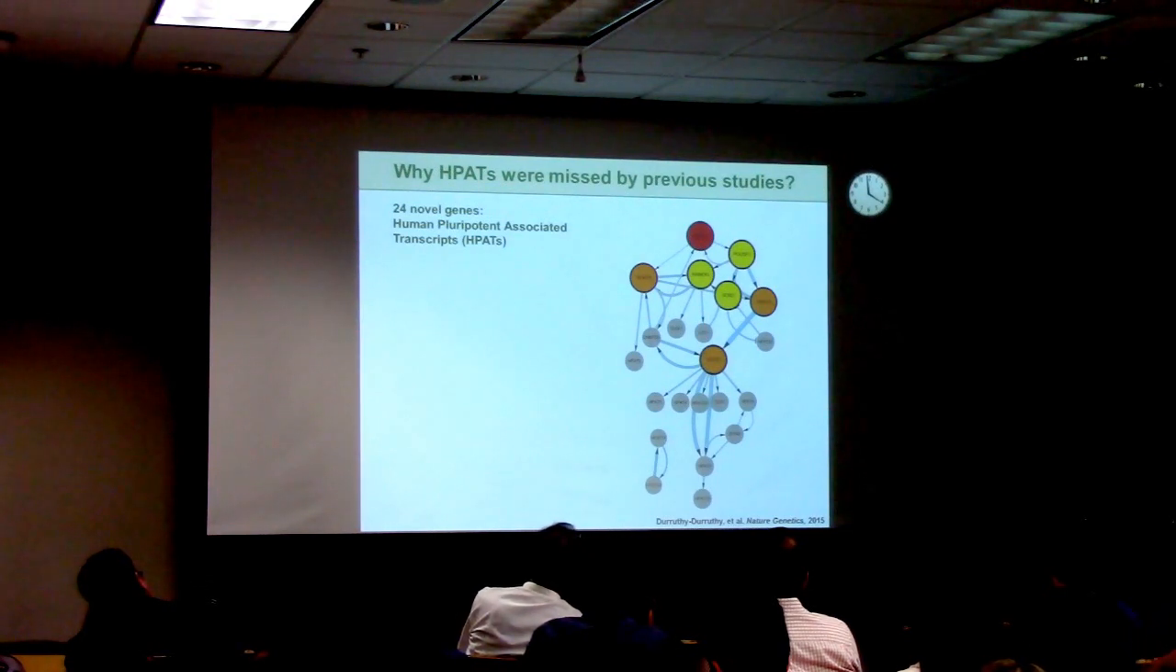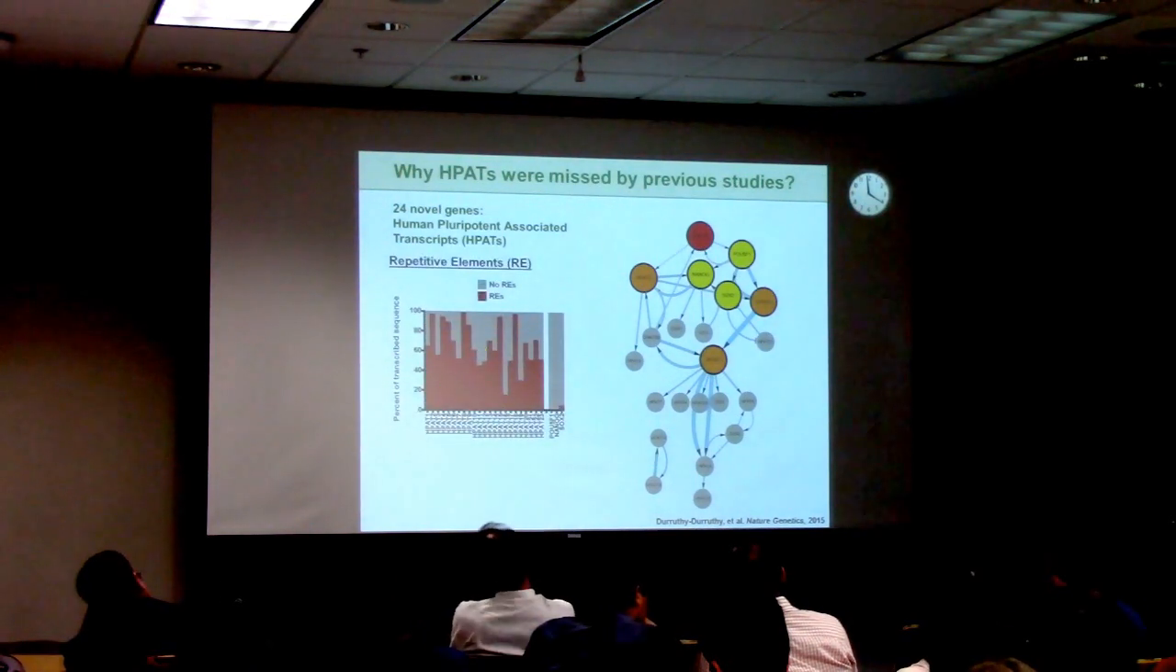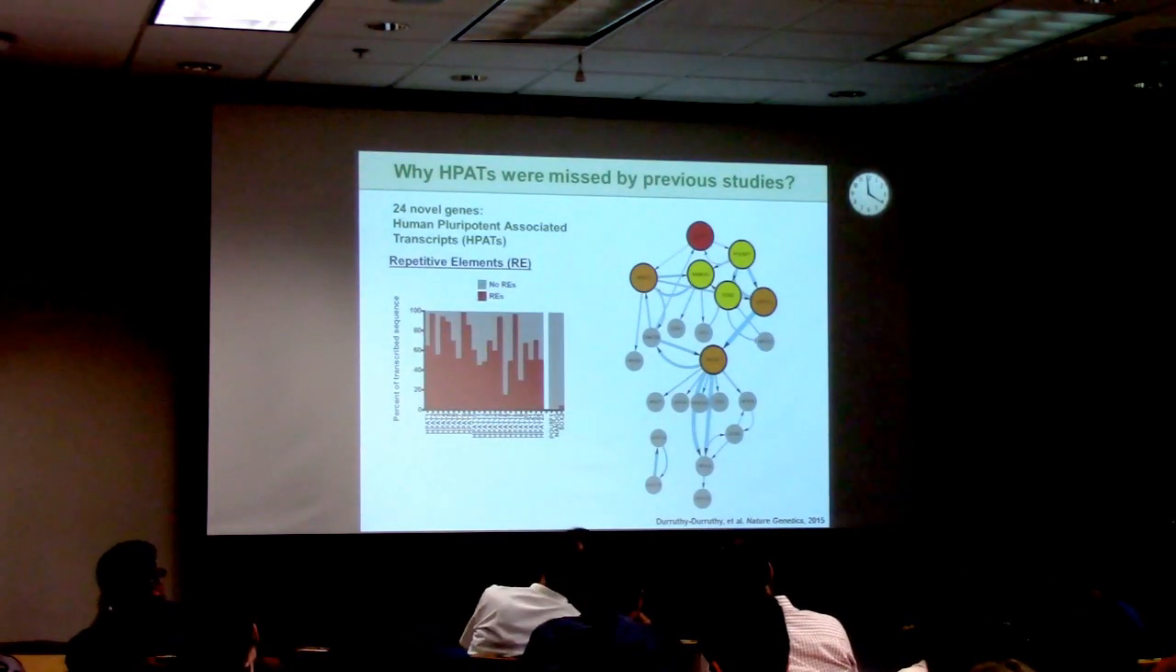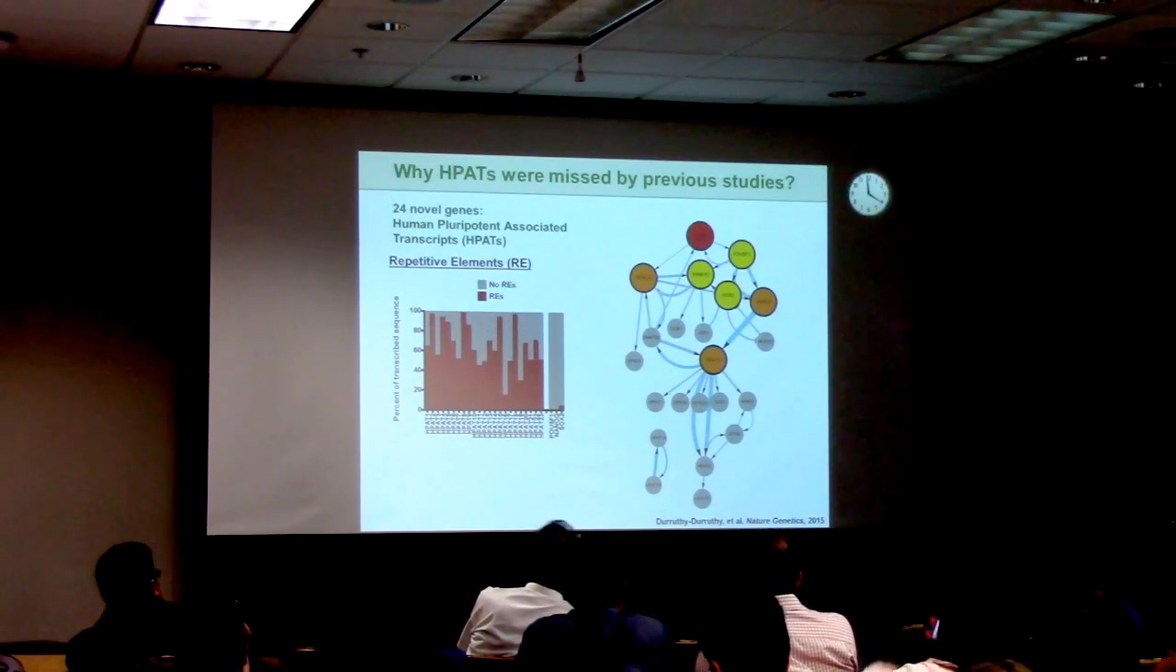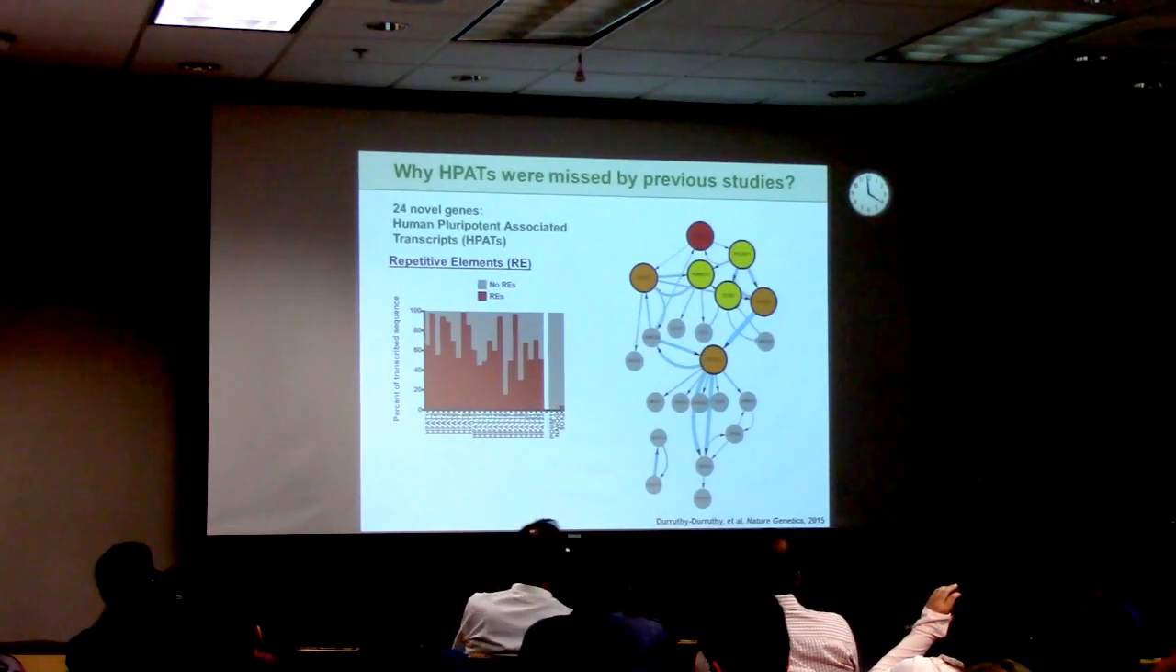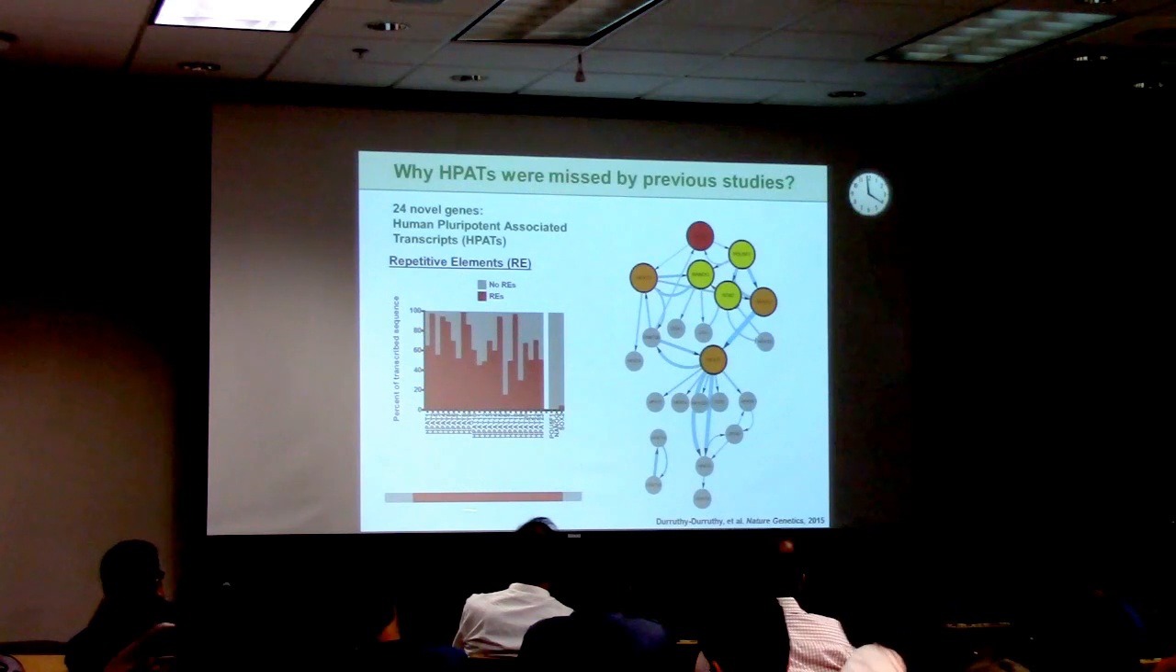You may ask why you can find these important novel genes but not other techniques or other papers, because this cell line has been studied for more than 10 years. It is because there are a lot of repetitive elements in the novel genes. The repetitive element fraction is about 70% or even as high as about 95%. That means most of the regions in the genes are repetitive. This is one of the examples.